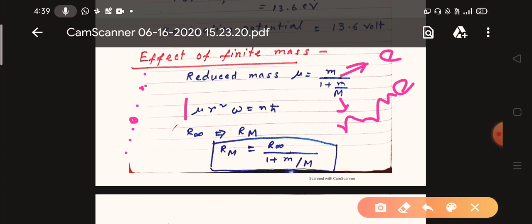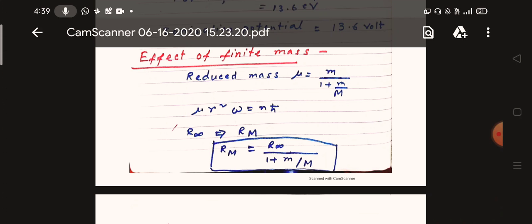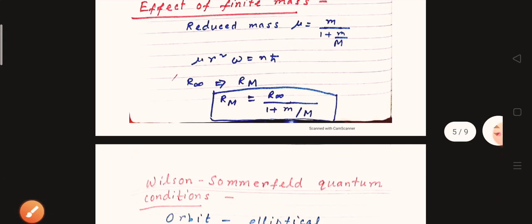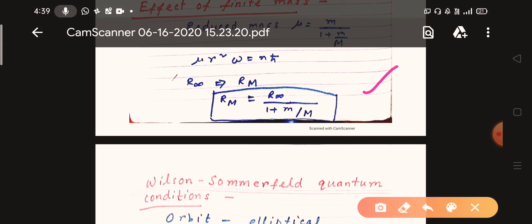And the Bohr condition will be modified: L will be mu into r square omega equals n into h cross, where omega is the angular velocity. And the Rydberg constant R infinite will become Rm, where Rm equals R infinite divided by 1 plus small m by capital M.